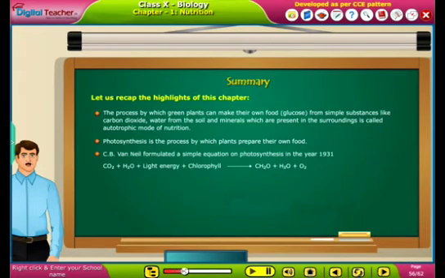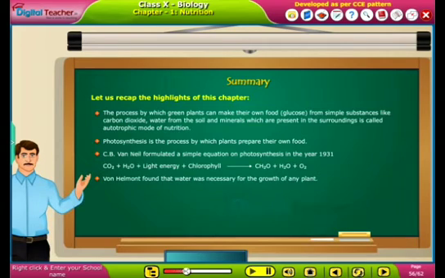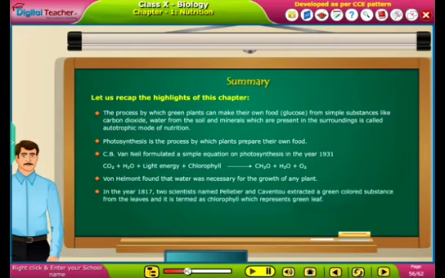C.B. Van Niel formulated a simple equation on photosynthesis in the year 1931. Von Helmont found that water was necessary for the growth of any plant. In the year 1817, two scientists named Pelletier and Caventou extracted a green-colored substance from the leaves, and it is termed as chlorophyll, which represents green leaf.